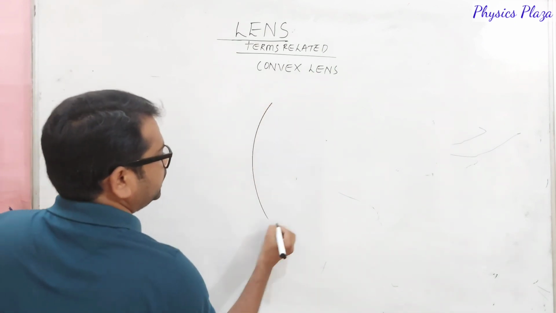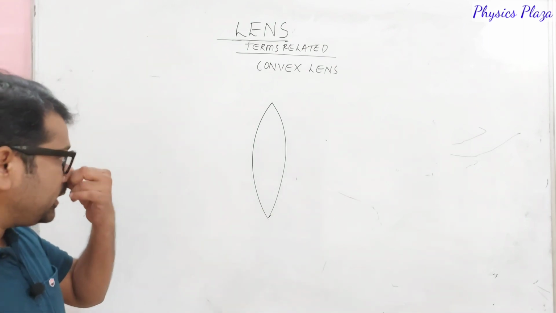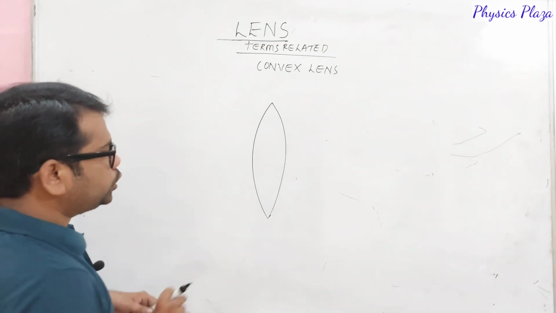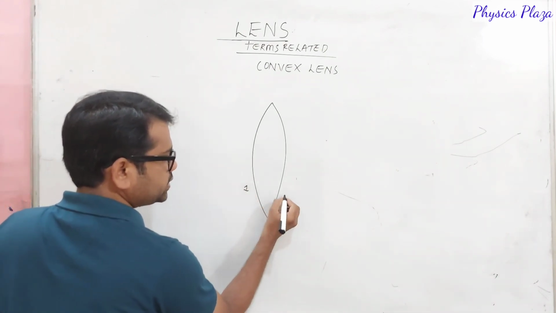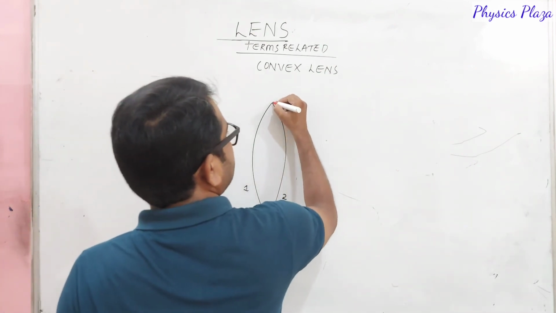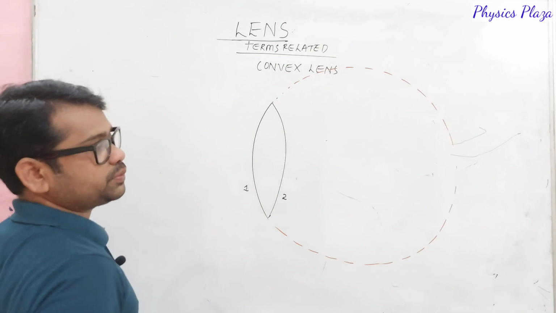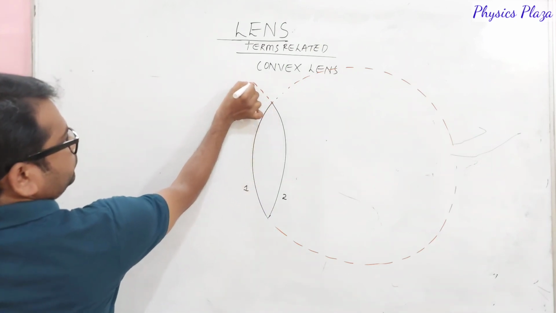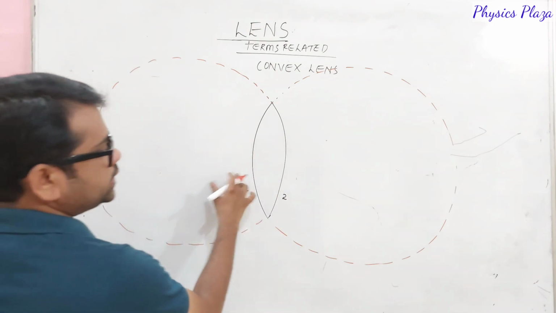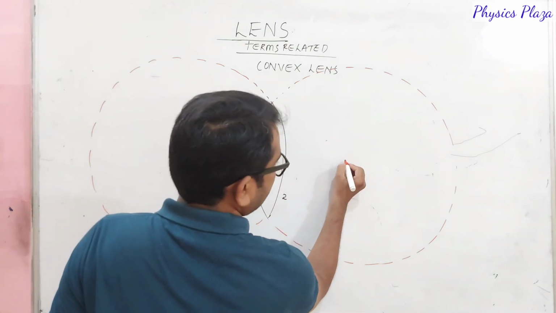Children, let us take one biconvex lens. If you take this biconvex lens, it has two refracting surfaces, two spherical surfaces, and each surface is a part of a sphere. This surface also is like this. So these two spherical surfaces are parts of two glass hollow spheres, and each glass hollow sphere has some center, right?